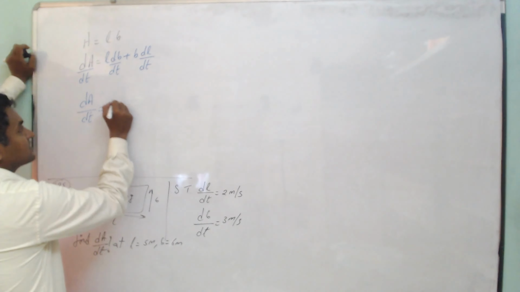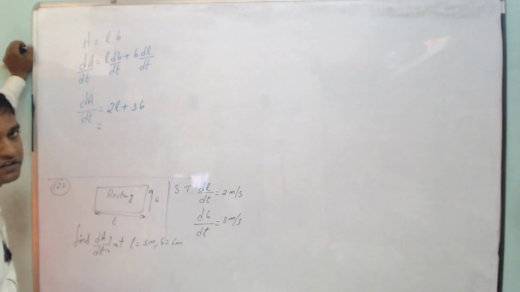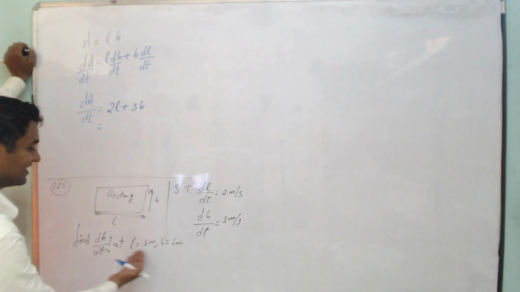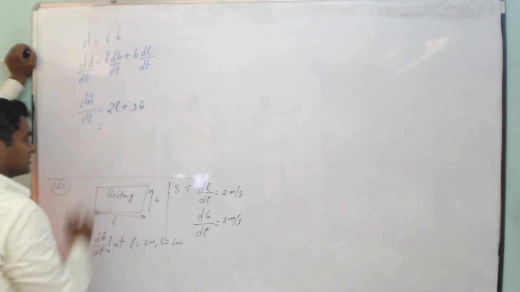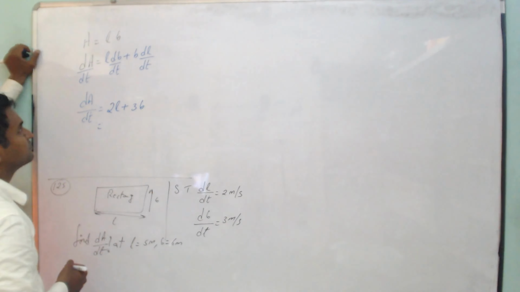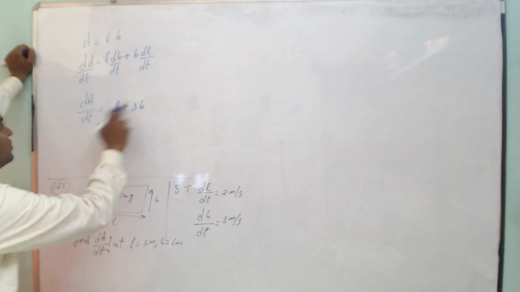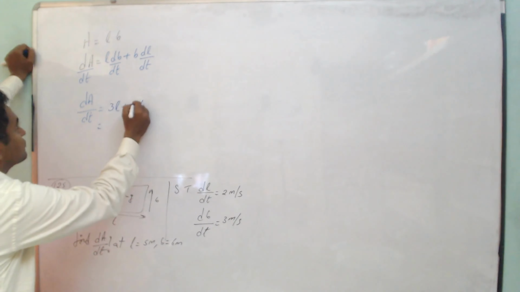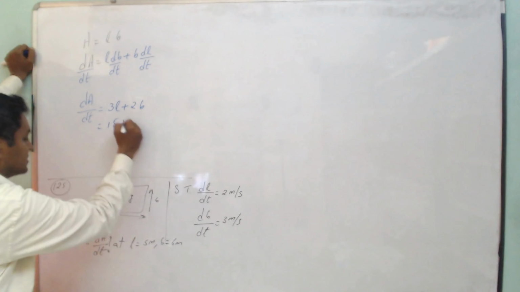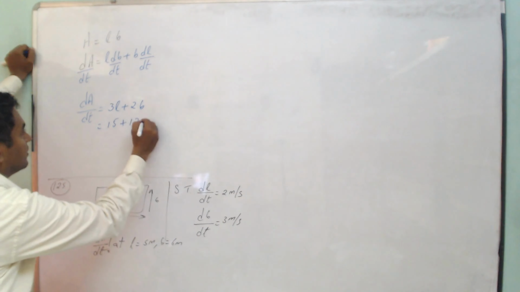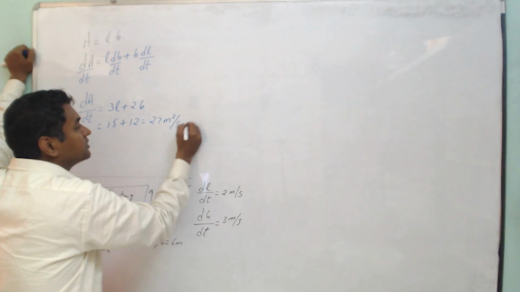You are saying it should be 2L plus 3B. Substitute L also then. Then it's just going to be 15 plus 12. 15 plus... How is it 15 plus 12? If you substitute both the values of dL by dt and dB by dt, I wrote it the wrong way around. Now it is right. So 15 plus 12, so it is 27 meter square per second.